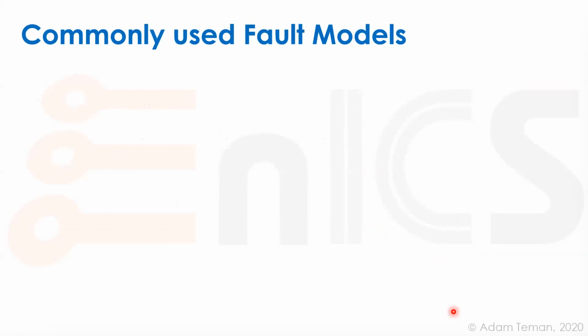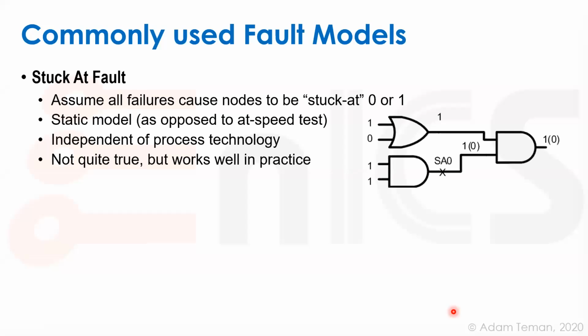So there are some commonly used fault models, and the first one, which I already mentioned and that we're going to be basically only talking about, is called the stuck-at fault. It says that all failures cause a node to be stuck at 0 or 1. So we're going to assume that if there's a fault, it means that we have some sort of a short that is going to cause a node to be at a 1 or a 0.